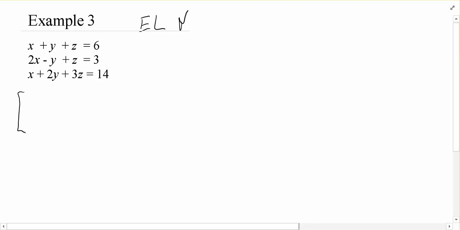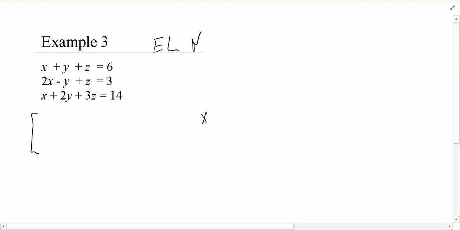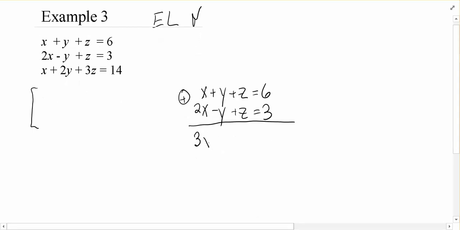So off to the side, I'm going to do my work. One of my pieces of work is to use equations 1 and 2. So I'm going to copy down equation 1. I'm going to copy down equation 2. It's not always equation 1 and 2. We just have to do this in two different ways. I'm choosing 1 and 2 because the y's look so easy. So if I add these together, I end up with 3x plus 2z equals 9. I'm just going to jot this over into my area for my two equation, two unknown system. And there's one of my two equations.